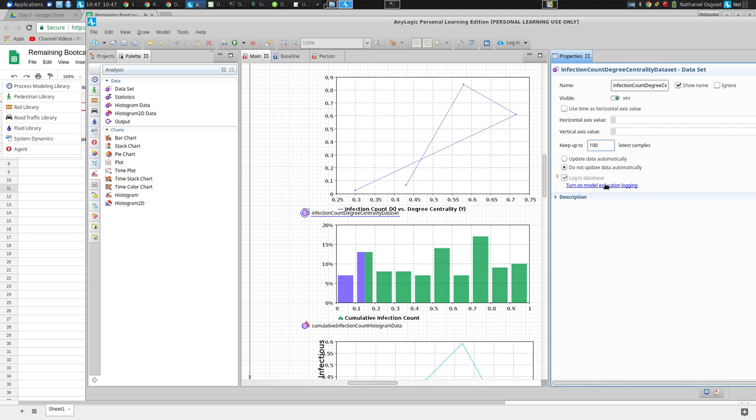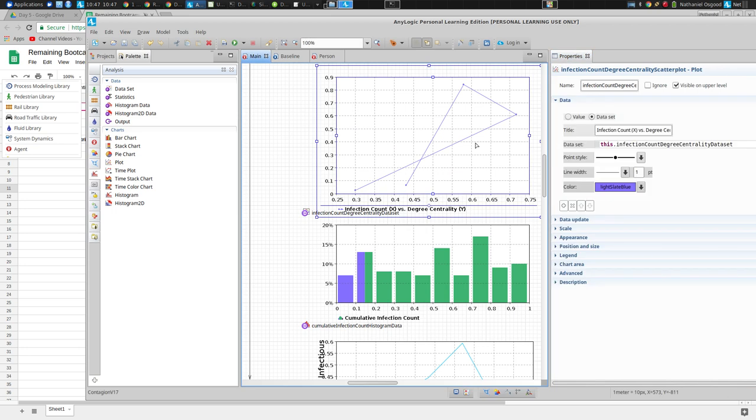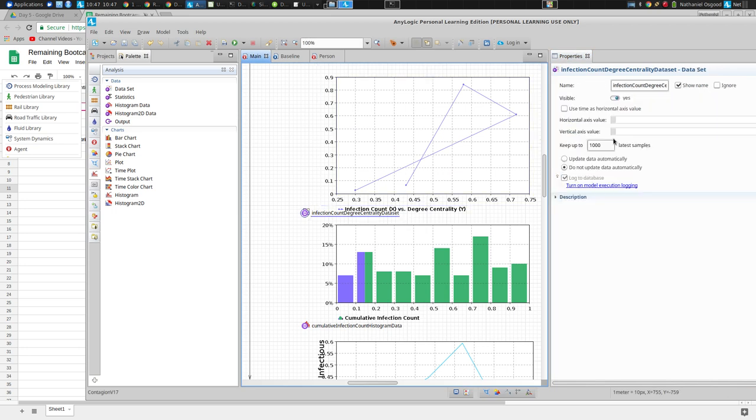And we should say keep up to 1,000 latest samples. Okay. So this scatter plot depends on this data set. This data set is going to have x and y values, which are going to be mapped to x and y of the scatter plot.